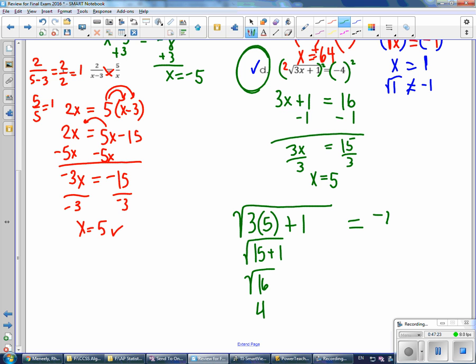I'm trying to see if it's equal to negative 4. And the answer is no, it's not. So x equals 5 is not a solution. Or I can say it's an extraneous solution. How about that? But you might see the word extraneous. So it actually means that there is no solution to this equation.